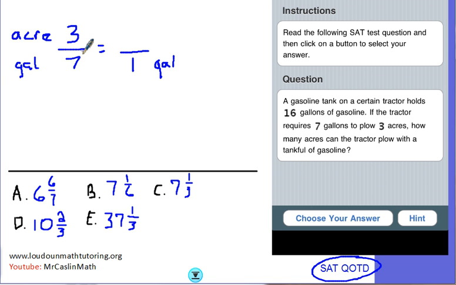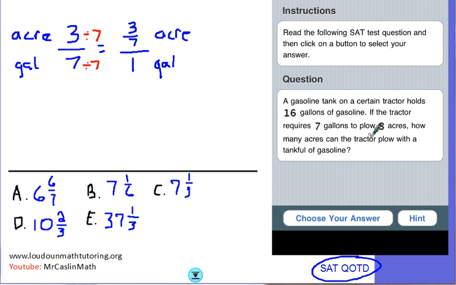So to convert 7 into 1, we'd have to divide by 7, right? If we divide this denominator by 7, we'd also divide the numerator by 7. Now, that doesn't divide evenly, so we're just going to call that 3/7. Notice I left it as a fraction because I know that the answer has a fraction in it. So we can only do 3/7 of an acre with a gallon of gas on this tractor. So we know for each gallon how many acres we can do.